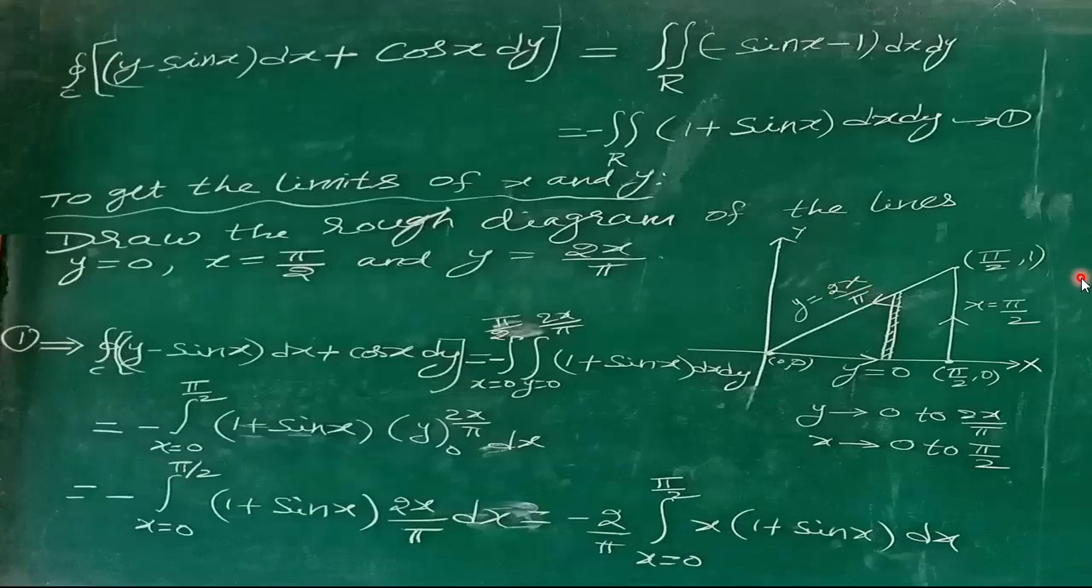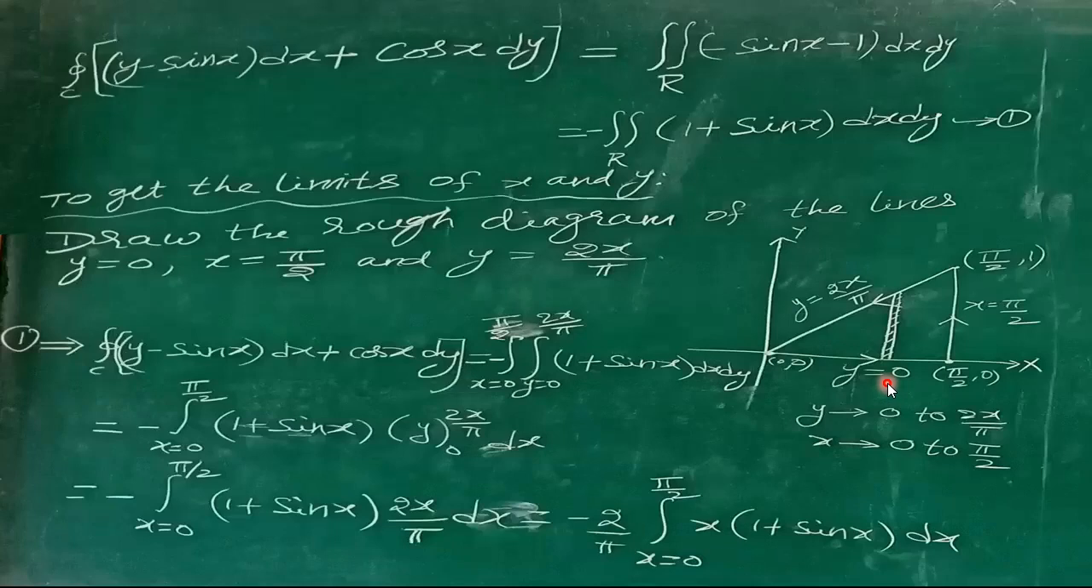Cancel. Y is equal to 1 you can get. So this is pi by 2, 1. Now to get the limits of x and y, consider a strip either parallel to x-axis or parallel to y-axis. Now I am considering a strip parallel to y-axis.